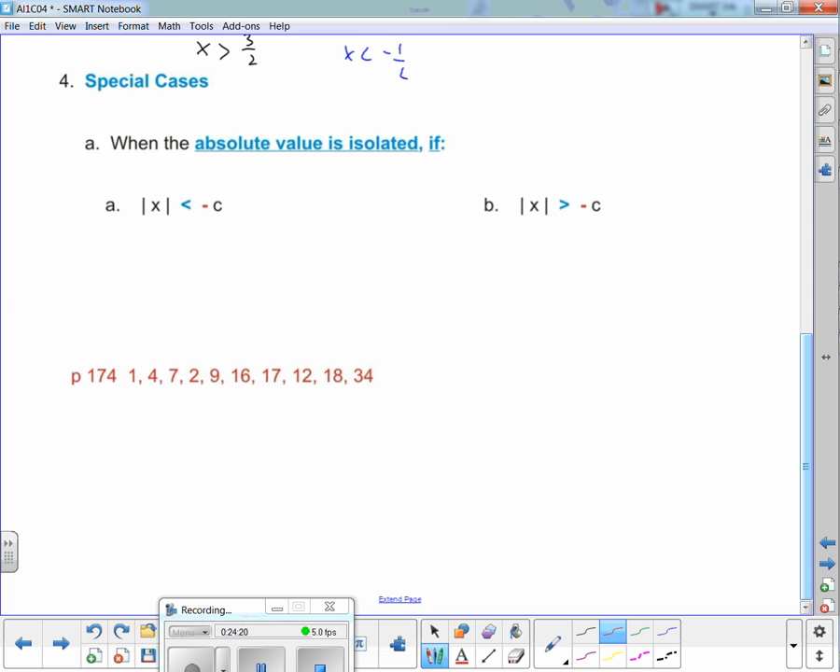All right, special case. What if the absolute value is isolated and the other side is a negative? Now, if this was an equation, it would be null set, no solution. But these aren't equations, are they? They're conjunctions and disjunctions. So, first off, you better say, oh, conjunction on this first one.